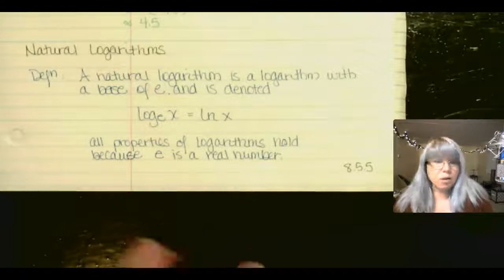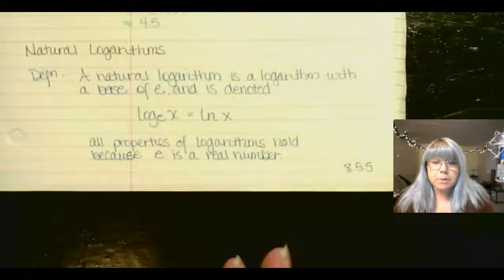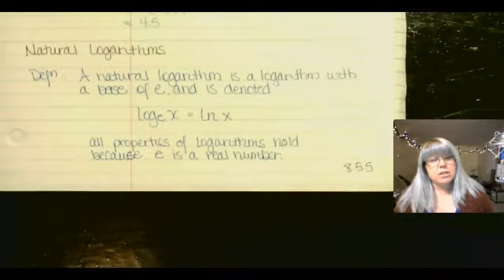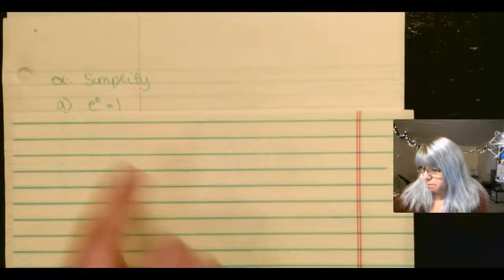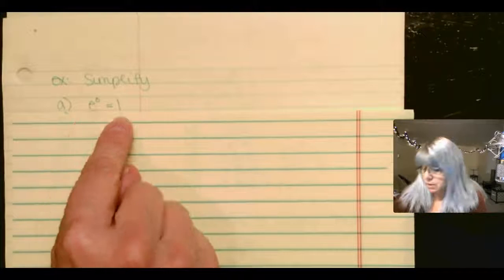All the properties of the logarithm still hold true because e is a real number. It's between 2 and 3. It's 2.7 something, so that's a real number. So all of the properties still hold true. All right, let's simplify some workings with e. E to the 0, well, that's a real number to the 0th power, so it's going to be 1.